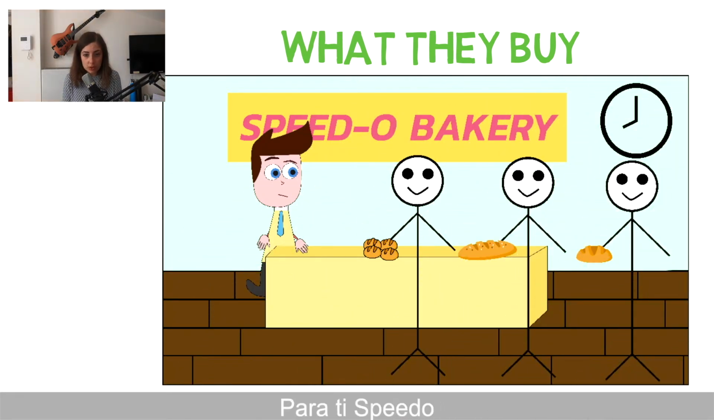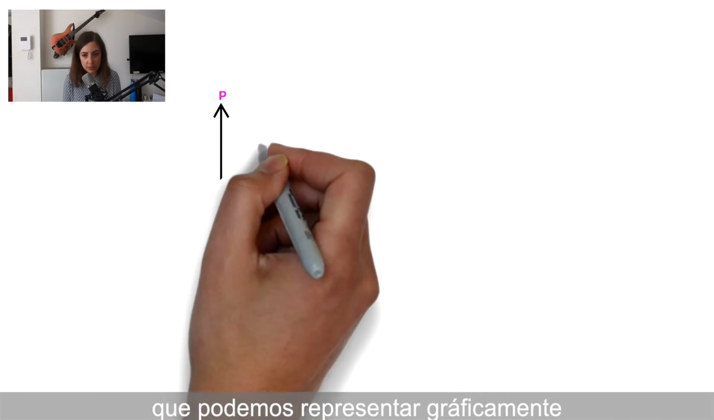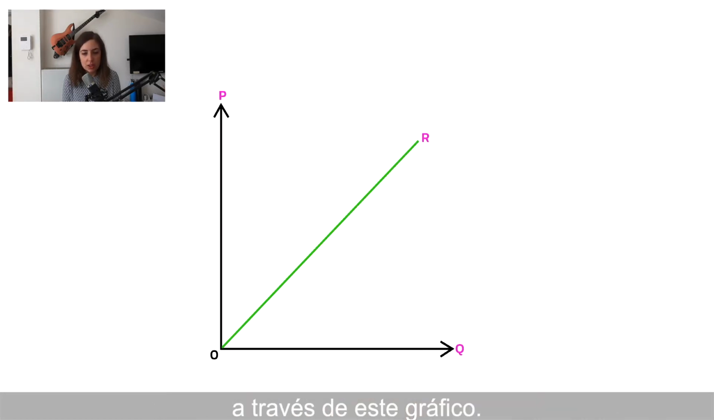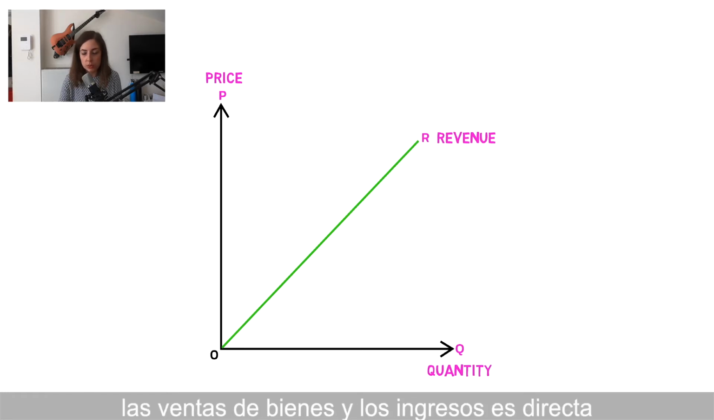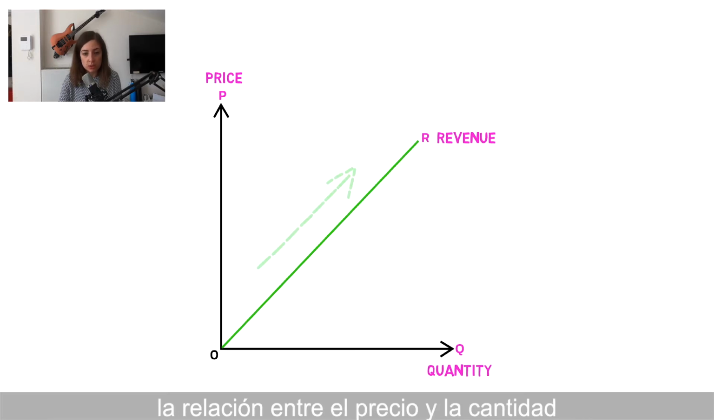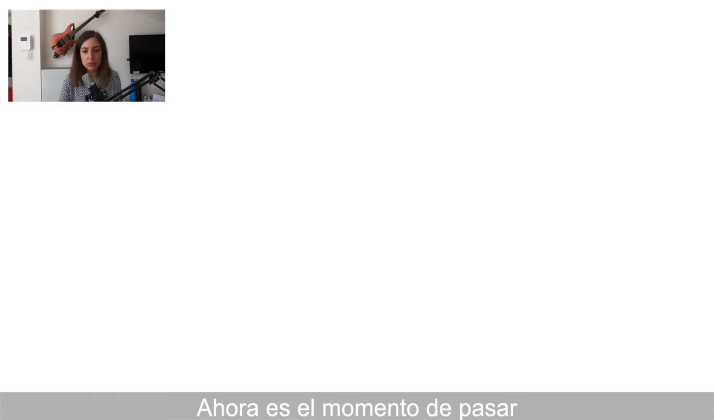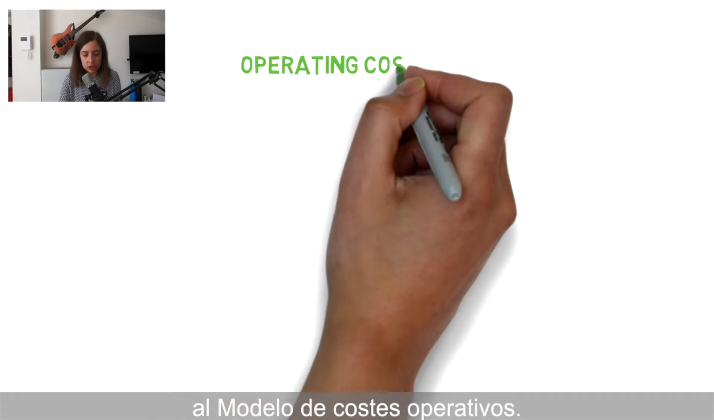For you, Speedo, there is a direct correspondence between the sales of good and the revenue that we can graphically represent through this chart, where P stands for price, Q stands for quantity, and R stands for revenue. As you can see, when the correspondence between sales of goods and revenue is direct, the relation between price and quantity is directly proportional. Now it's time to move on to the operating cost model.